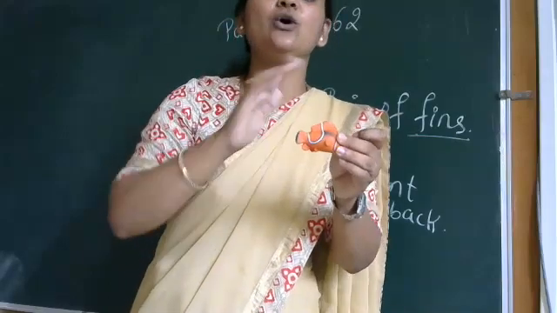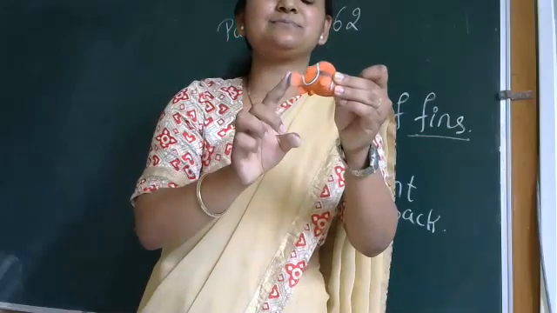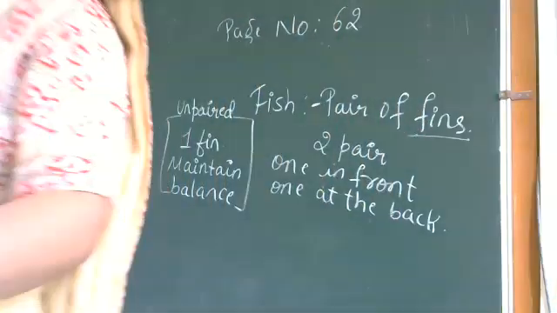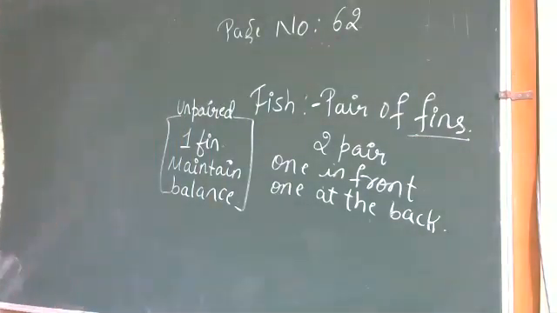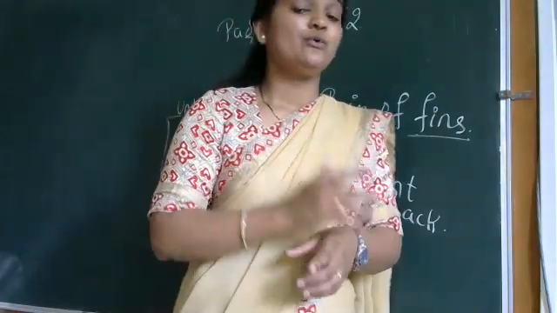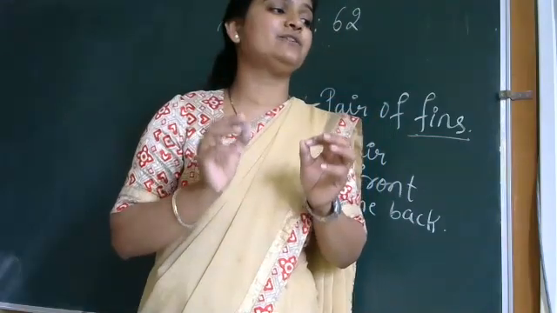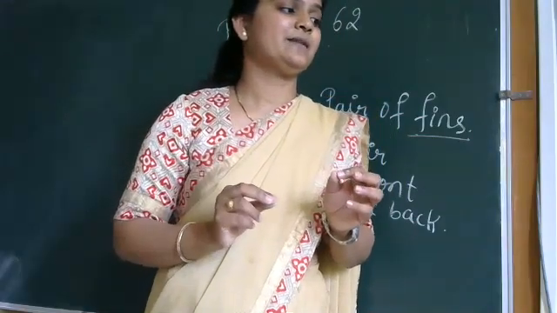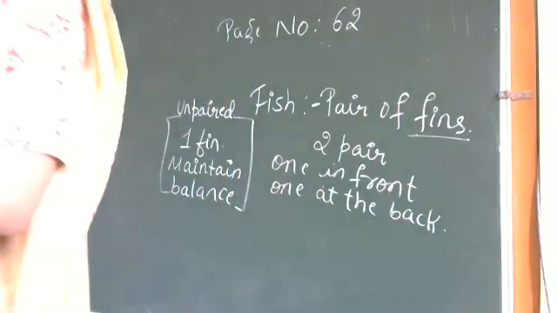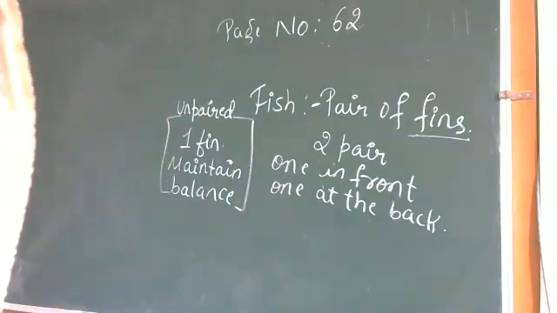I have shown you the overlapping of the scales of a fish, and the tail fin, which is responsible for changing the direction of the fish in water. Clear? Tell me children, which fin is responsible for changing the direction of the fish in water? The tail fin, ma'am. Yes, the tail fin is responsible.